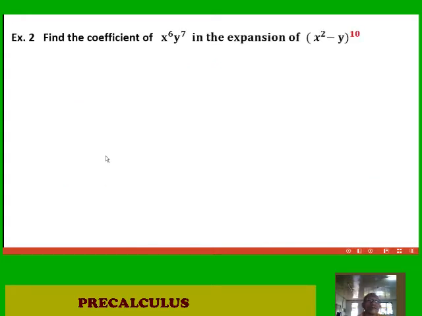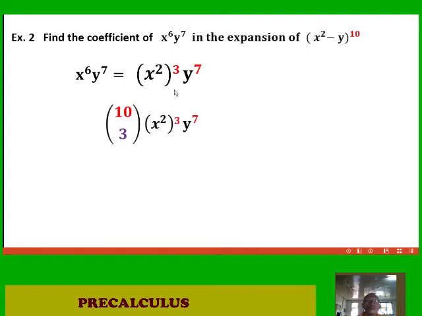Another example, find the coefficient of x to the 6 y to the 7 in the expansion of x squared minus y raised to the 10th power. We know that x to the 6 y to the 7 is the same as x squared raised to the 3rd power times y to the 7. So 3 plus 7 is equal to 10. So our coefficient will take the combination where n is 10. 3 is the exponent of the first term. So in combination, 10 factorial over 3 factorial times 10 minus 3 factorial. 10 minus 3 is 7.